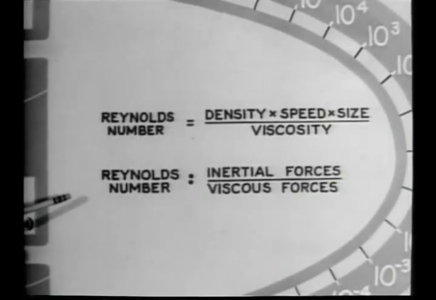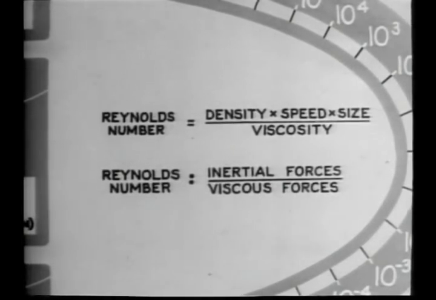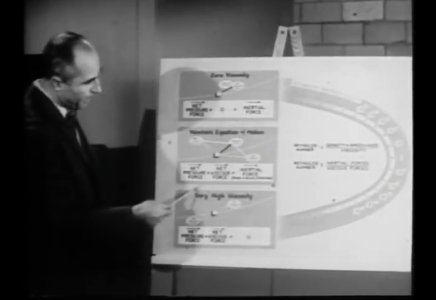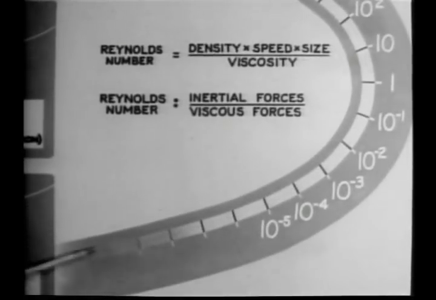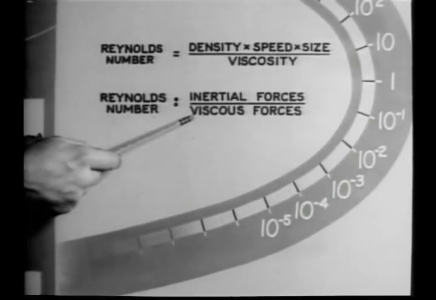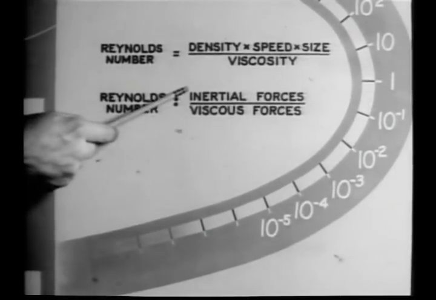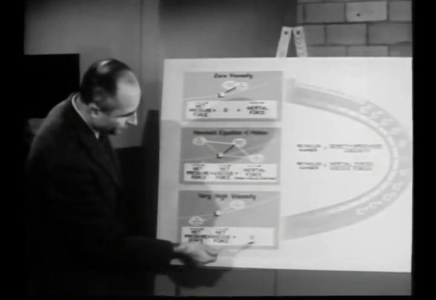The Reynolds number shows us something else, for it is a measure of the ratio of the inertial forces to the viscous forces in the force balance. Very, very low Reynolds number, for example, means that the viscous forces are so large compared with the inertial forces that the inertial forces may be neglected.